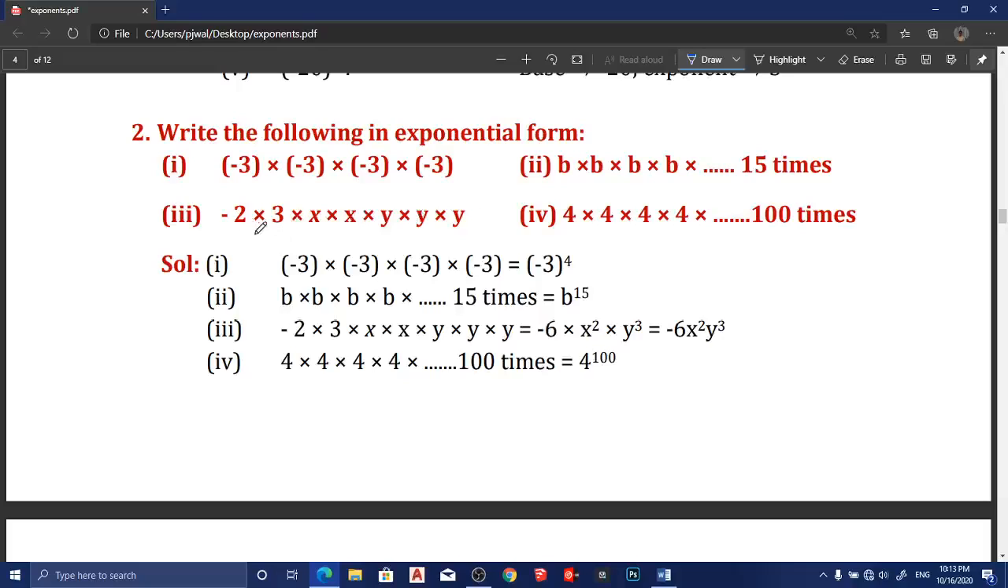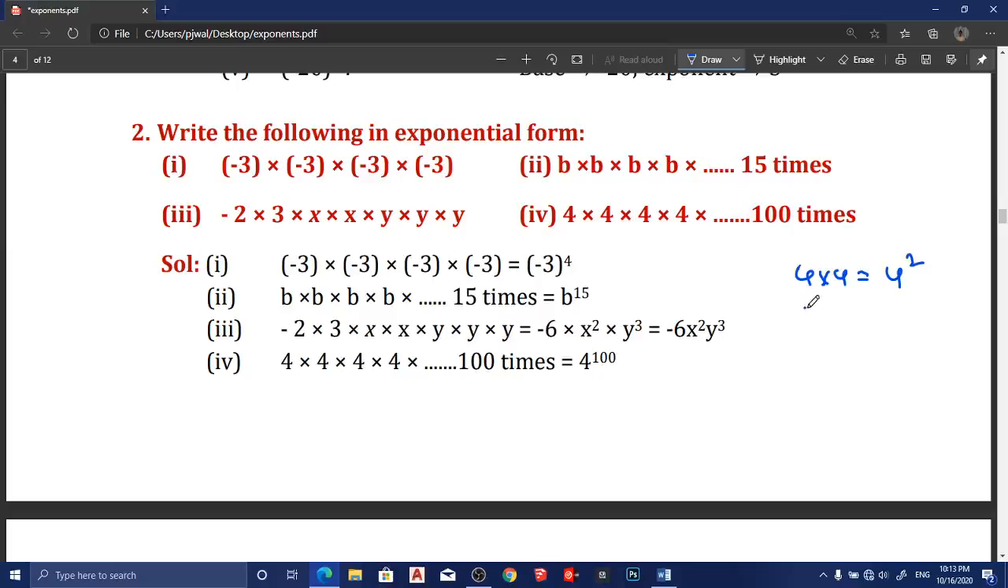Here, observe: these two are numbers, these two are x, these two are y. You can multiply like numbers only or like letters only. So here minus 2 into 3 is minus 6. x into x, you are multiplying two x's, so you will get x square. Like this. If you multiply 4 into 4, what will you get here? 4 square.